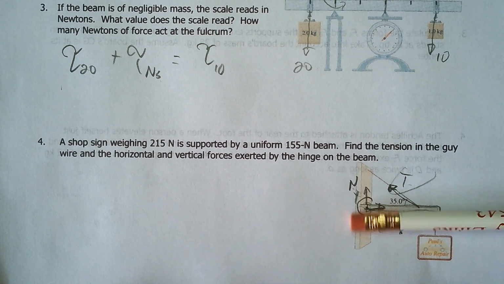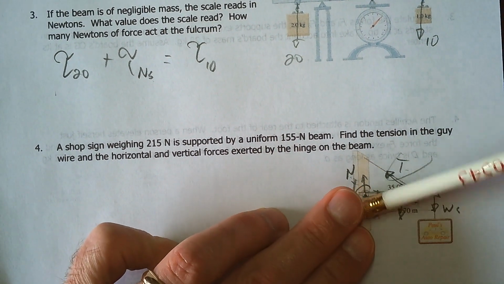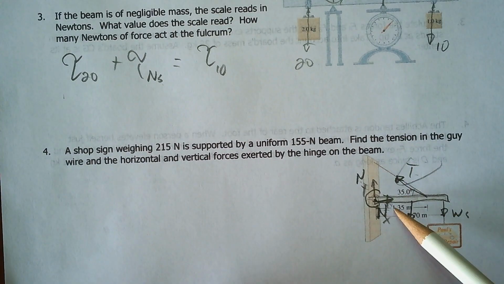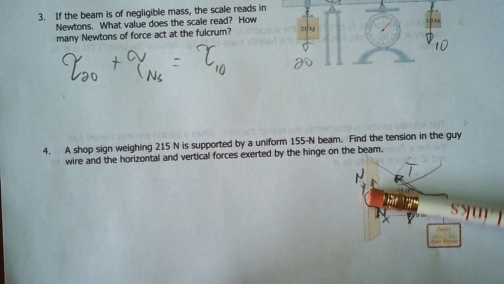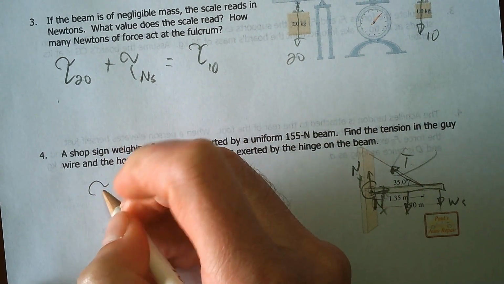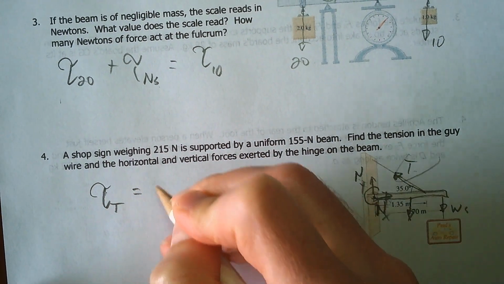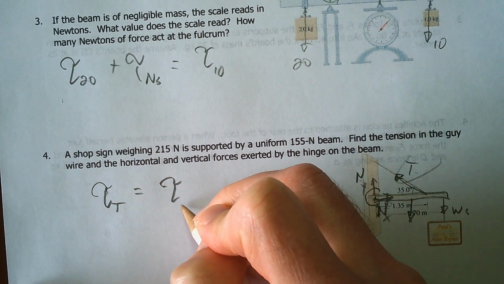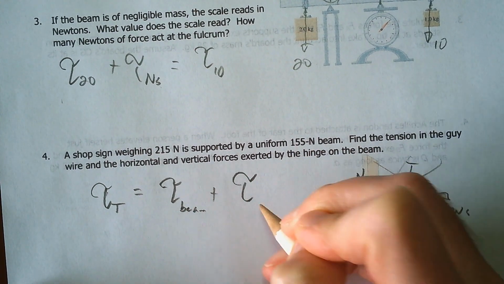Okay, so this tension force tries to pull it upward, so that would be spinning around counterclockwise. And those two weight forces try to pivot it downward, so that would be clockwise. So the torque from the tension is going to be equal to the torque from the beam plus the torque from the sign.